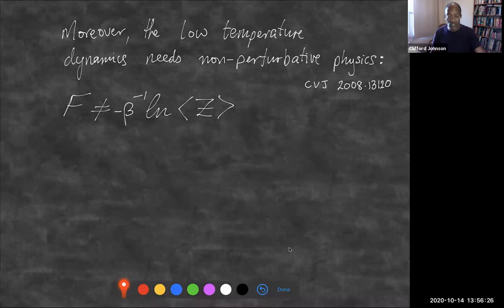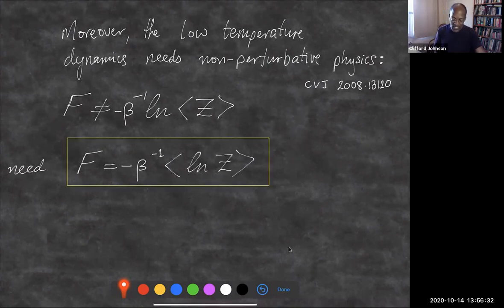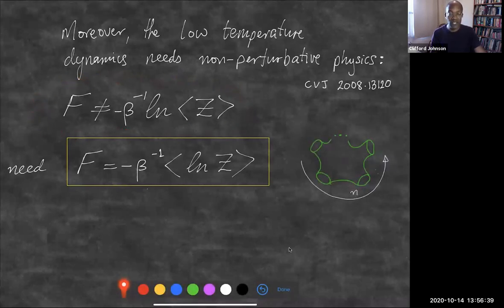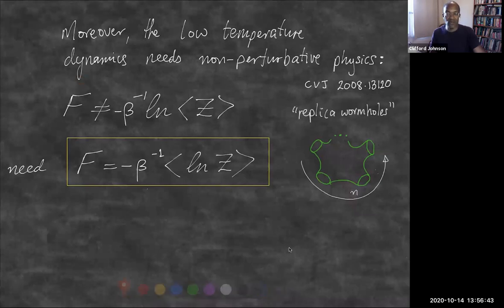Most importantly there is trying to understand how to compute the free energy as a function of temperature. And at high temperature, you can get away with computing what's called the annealed free energy. And that's the free energy we usually compute when we're doing semi-classical quantum gravity.